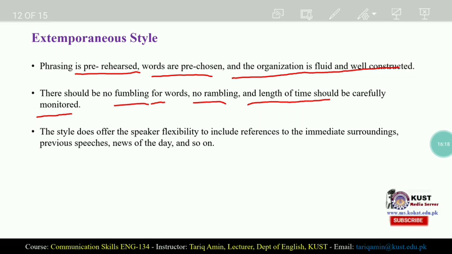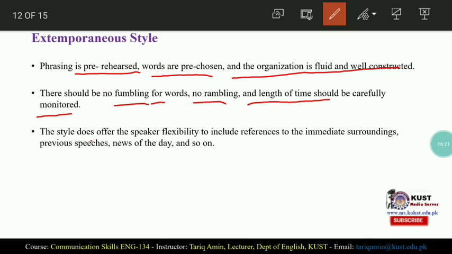The style does offer the speaker flexibility to include references. The speakers can include references to the immediate surroundings. They can include references to the previous speeches. They can include references to the news of the day and so on. So they can include different references.